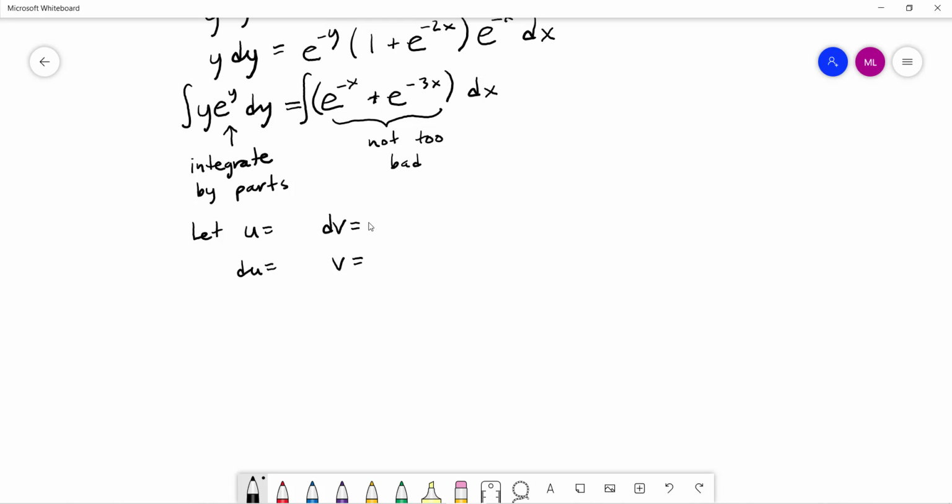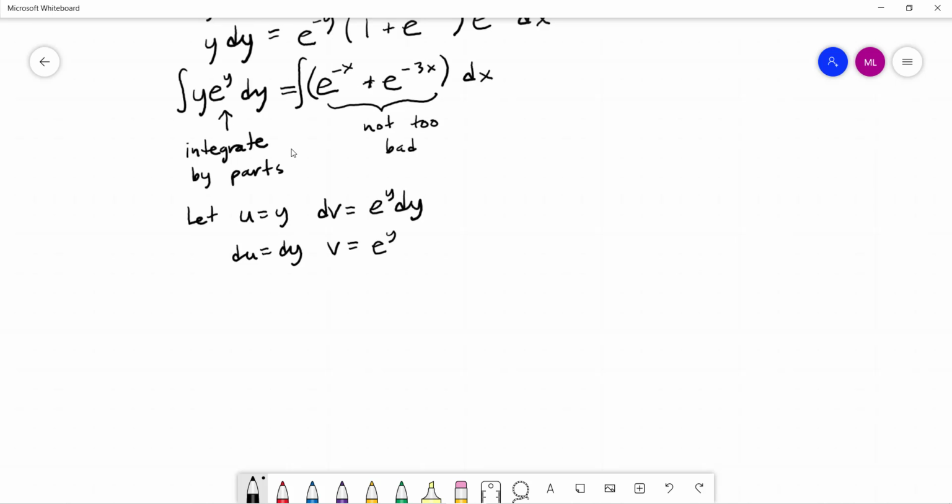And if you have something that's easy to integrate, or something that integrates cyclically, and by cyclically I mean as you integrate it over and over, you kind of get repetition, so things like exponentials, sines, and cosines, pick that to be the part that you integrate. So in this case, I'm going to pick u to be the y, and dv is going to be e to the y dy. This is easy to integrate. The integral of e to the y is also e to the y. And over here, when I take the derivative of y, I'm just going to get 1, so 1 times dy. So here are the values that I've picked.